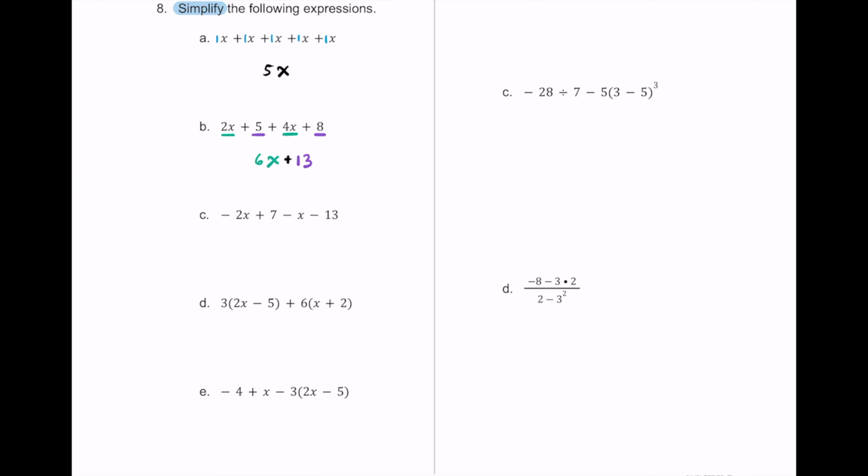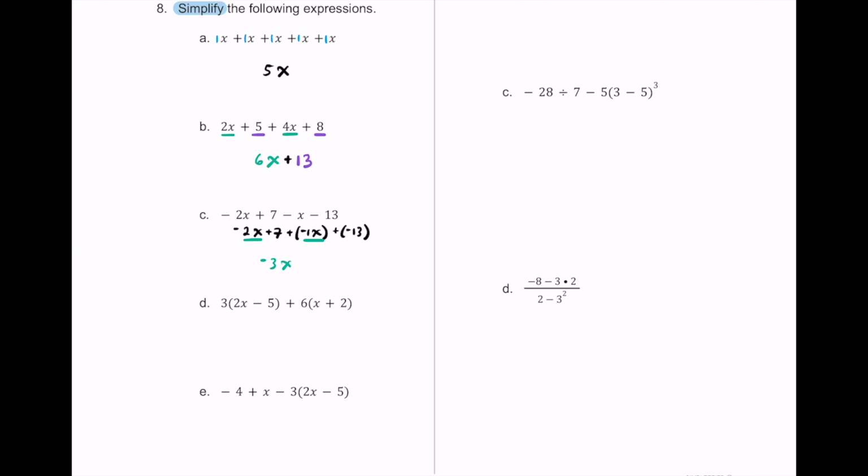For C, we have negative 2x plus 7 minus x minus 13. So it might be helpful to rewrite this as negative 2x plus 7, and you can say this is going to be plus a negative 1x, and then plus a negative 13. This way you can see the terms a little bit more clearly. So what are the like terms? Well, we have negative 2x plus negative 1x. That should be a total of negative 3x, right?